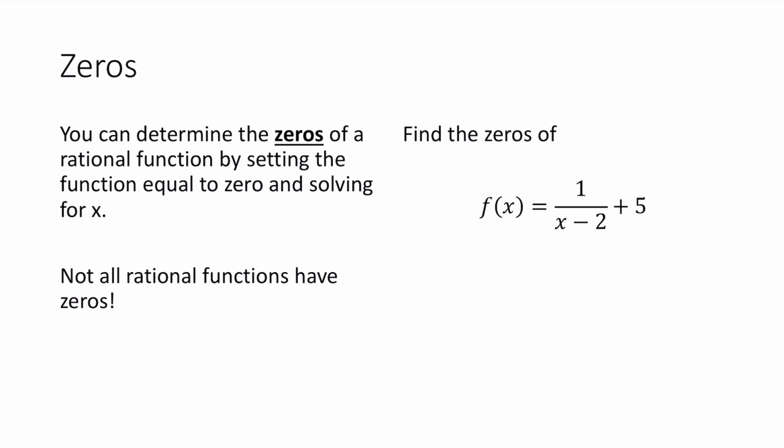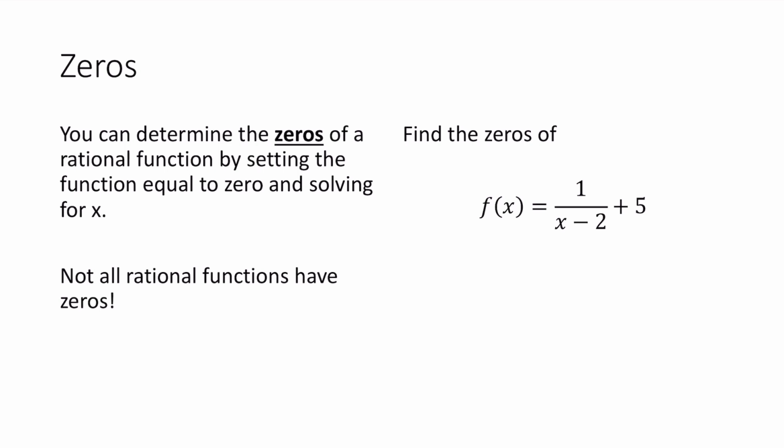So we can also talk about what are the zeros of a function. Remember, we can find the zeros of a function by setting the function equal to 0 and then solving for x. It's important to note that not all rational functions will have zeros. For example, if we want to find the zeros of the function f of x equals 1 over x minus 2 plus 5 that we've been working with, we would set the function equal to 0.